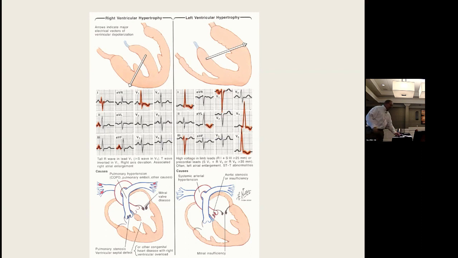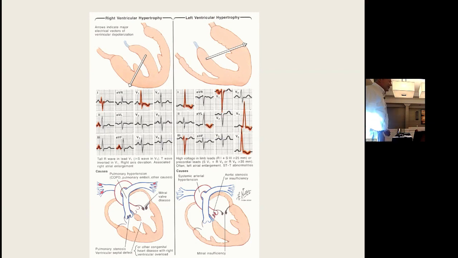Left axis deviation. Axis is the most confused but simplest thing ever on the EKG. First of all, axis has nothing to do with the precordial leads. It has nothing to do with V1 through V6. Axis simply says, in these 6 leads, if I were to take the summation vector of all the electrical activity, where would it point?